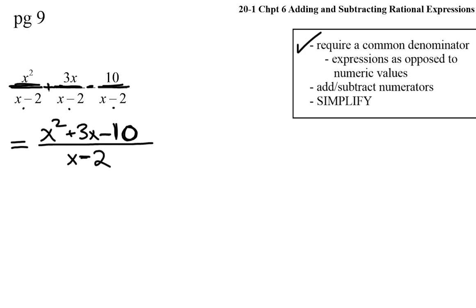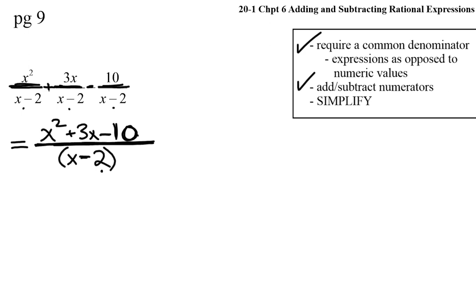Is that our final answer? We had a common denominator. We added and subtracted numerators. But can we simplify? Remember that, students, don't think that 2 and 10 can cancel. This is an x minus 2. I can't cancel part of it. I have to cancel the whole thing, if anything.